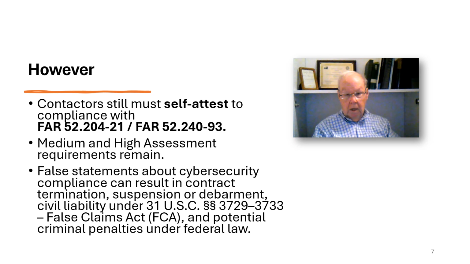So, contractors must still self-attest to be compliant with the -21 document, that is FAR 52.240-93, and you may find either one of those in the solicitation now. Minimum and high requirements remain the same. And keep in mind, for both of these, whether it's self-attest or self-assessment, there are risks involved with making false statements about cybersecurity requirements.